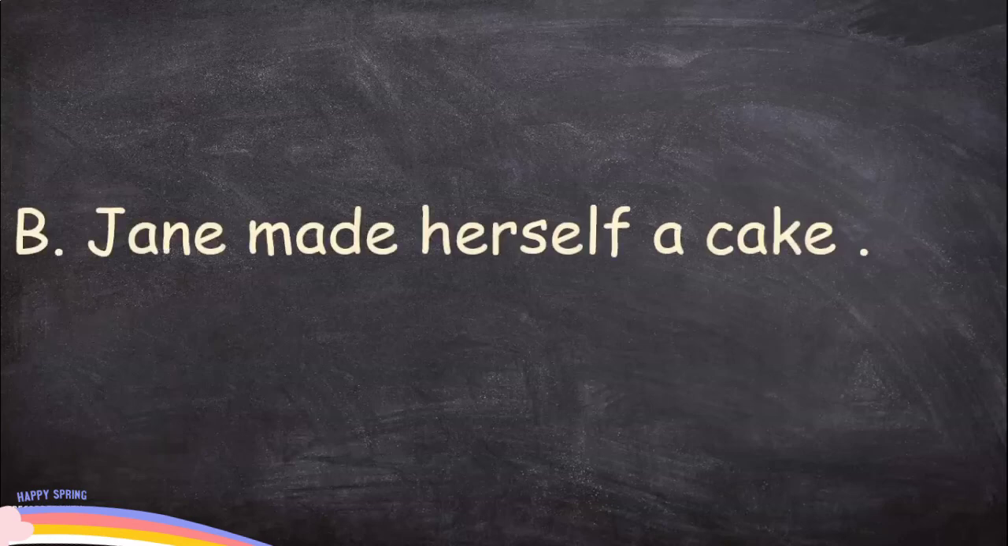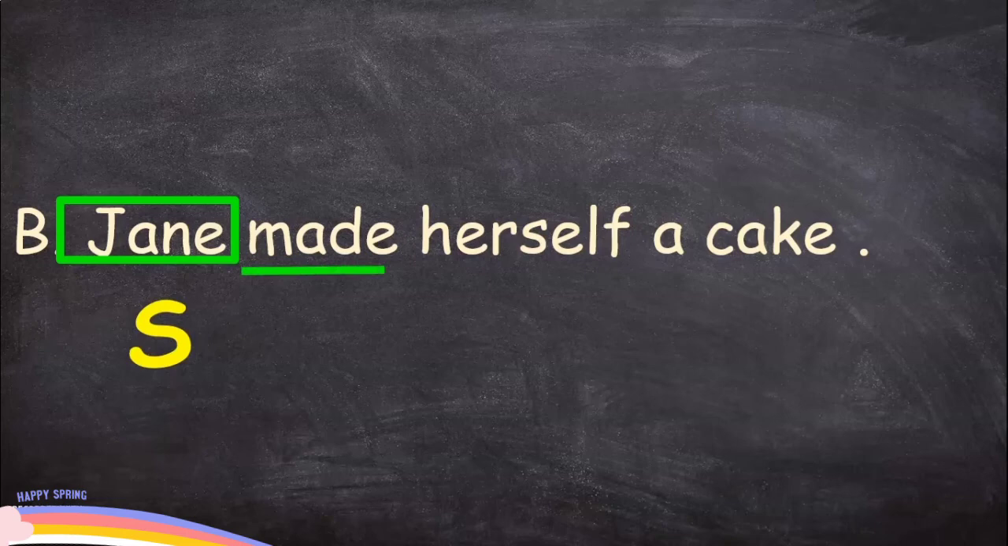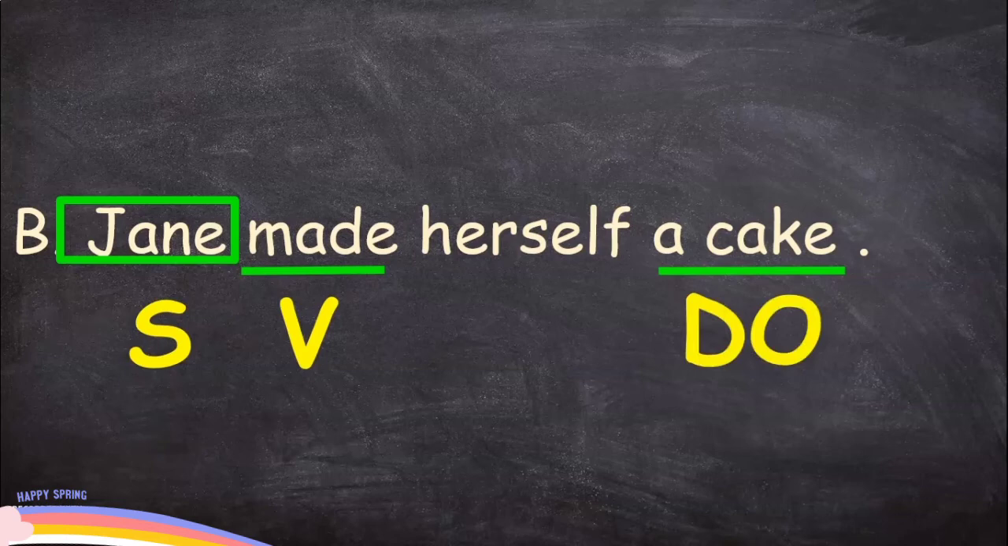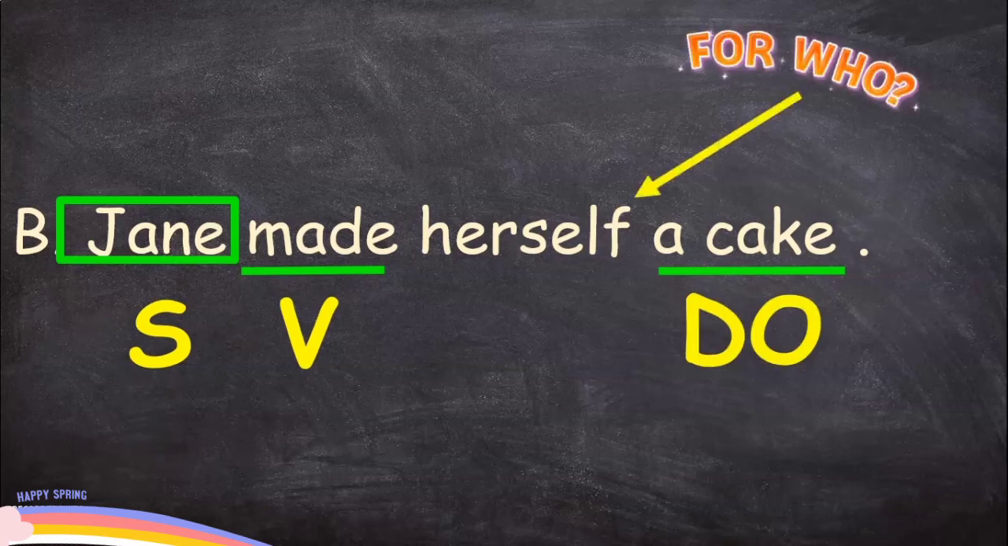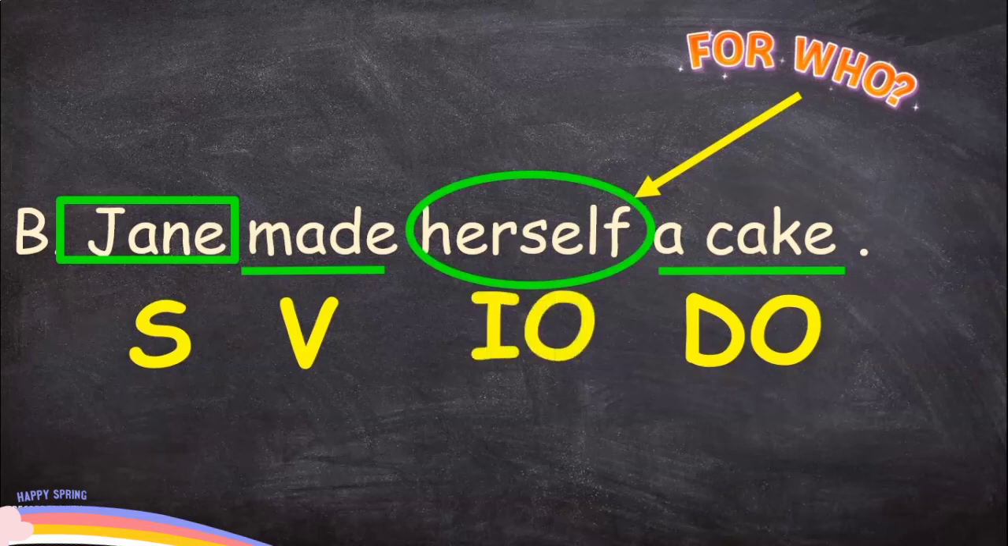Let's go check on sentence letter B. We have Jane made herself a cake. What's your subject? Again, your subject is Jane, right? The verb is still made. What did she make? A cake. That's still the direct object. For who was the cake? This time it is for herself. Jane made herself a cake. So herself here is part of the pattern. S-TV-IO-DO. Herself here is an indirect object.